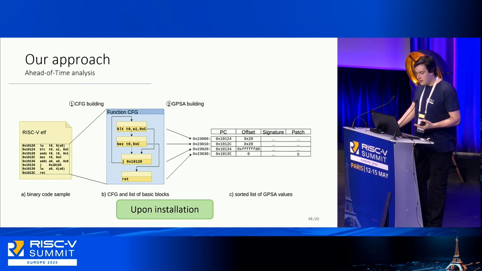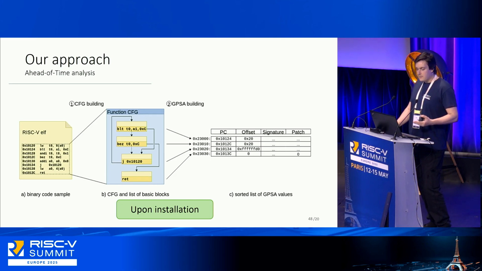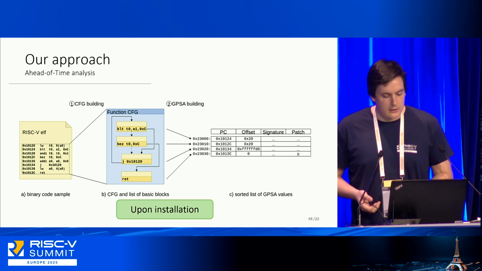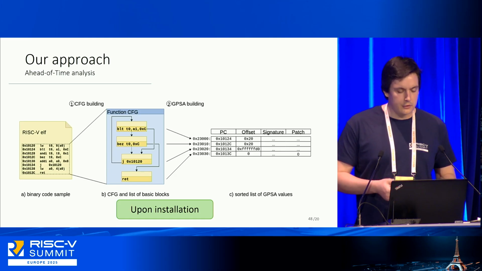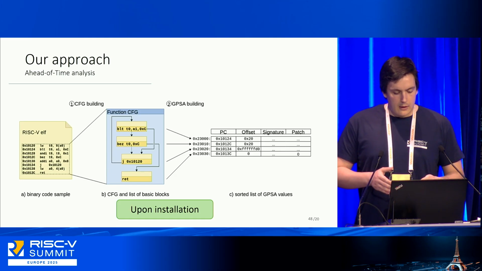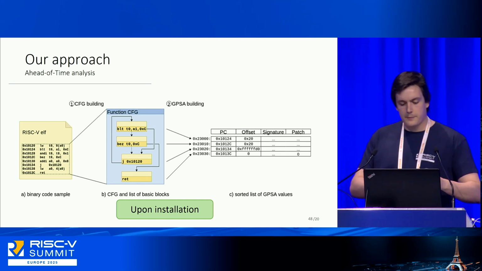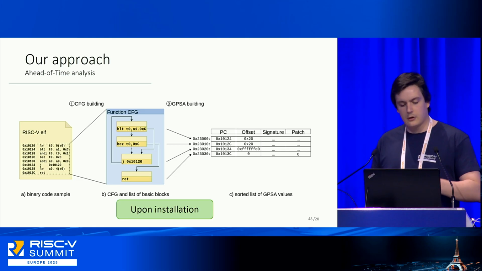So from the binary file, we build a control flow graph and compute each signature and patches. Then they are stored in a structure ordered by pieces of the control flow instructions, where there are also offsets that are stored to link the different lines within the structure, to follow the control flow graph of the program we want to protect.